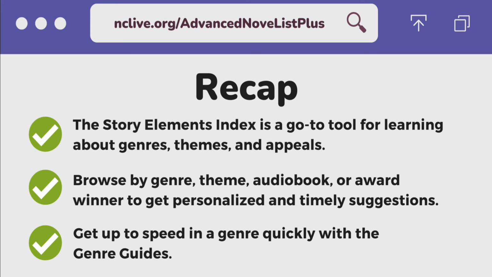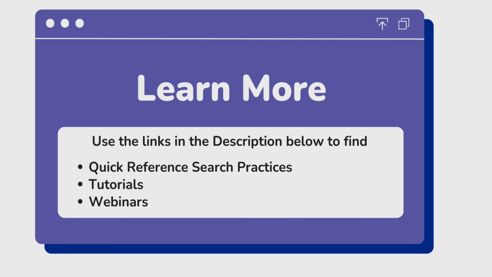Now let's recap. The Story Elements Index is a go-to tool for learning about all the genres, themes, and appeals that are used to categorize recommendations in NoveList. You can also use the Browse By pages to browse by genre, theme, audiobook, and award winner to get immediate suggestions and inspiration for book displays. The Browse By tab can be found in the top left corner. And don't forget about the genre guides. Those are a great way to learn about a genre that you might not read yourself. Links to additional training resources can be found in the description below.